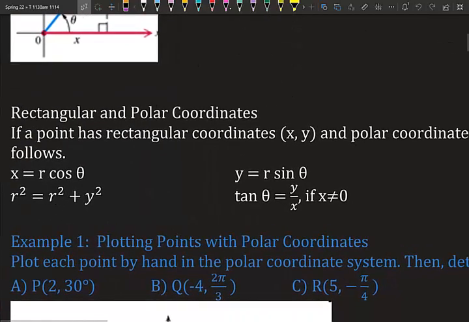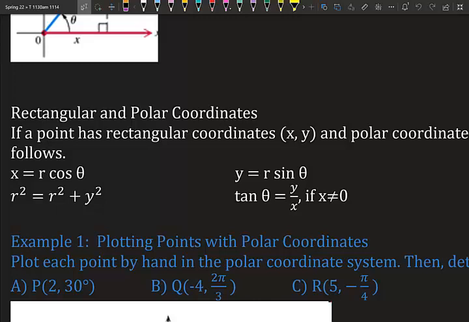Alright, so the correlation between rectangular and polar coordinates. x is r cosine theta. A cosine goes with x, right? y is r sine theta. Sine goes with y. r squared is the same thing.